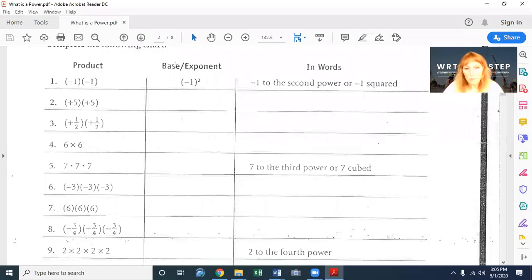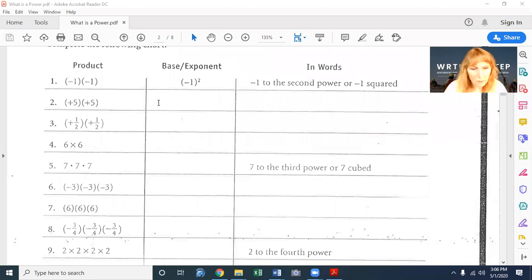Okay, page 25. I'm going to be doing this chart with you a little bit. I'm not going to do the whole chart. So let's take a look at some of these. Number 1 is done for you. So the product of -1 times -1 written as a power is -1 to the second power. In words, it would be -1 to the second power, or you could say -1 squared. So let's do the next one.